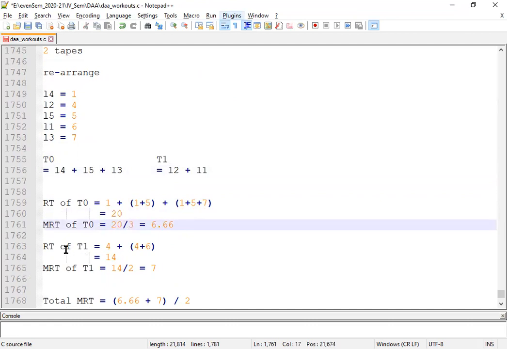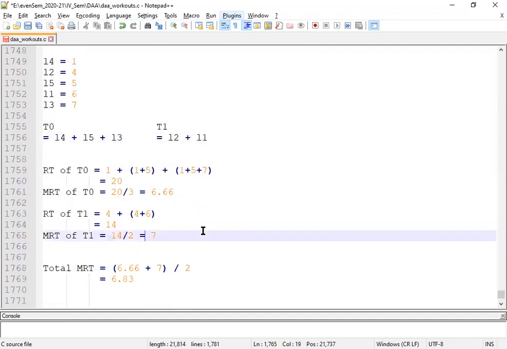In the same way, the retrieval time of the second tape is calculated, and then the mean retrieval time. Again, here the retrieval time is divided by 2, because we are storing only 2 programs on the T1 tape. Once the individual MRTs are calculated for the respective tapes, in order to calculate the total mean retrieval time, add them and divide by the number of tapes, so we get the value. So this value is going to be the mean retrieval time in case of multiple tapes.